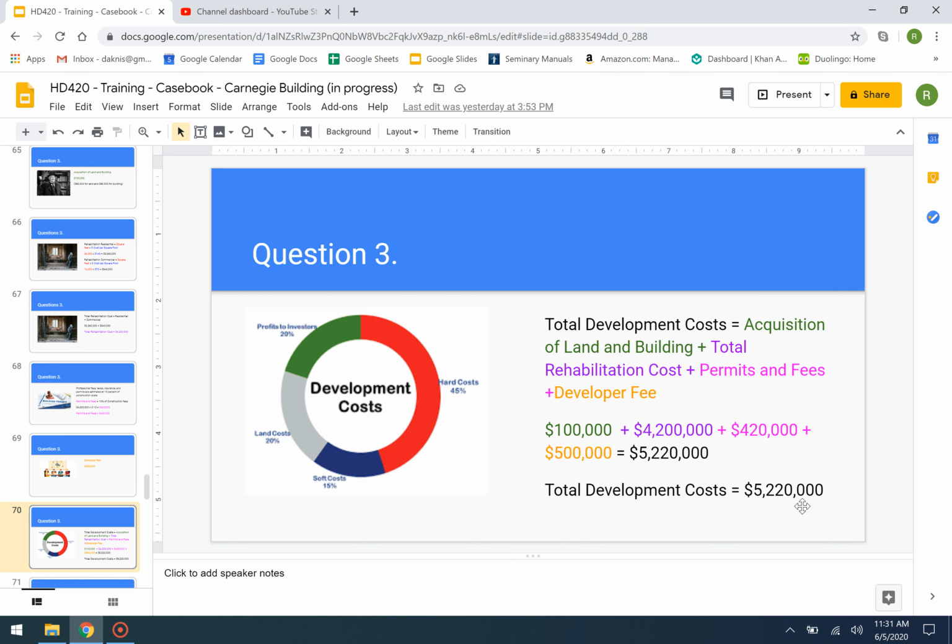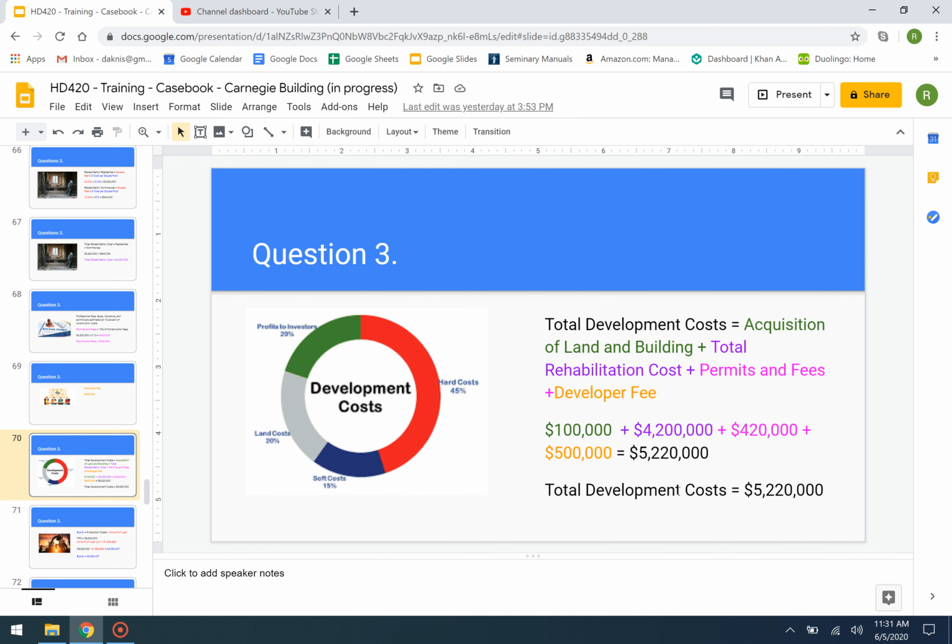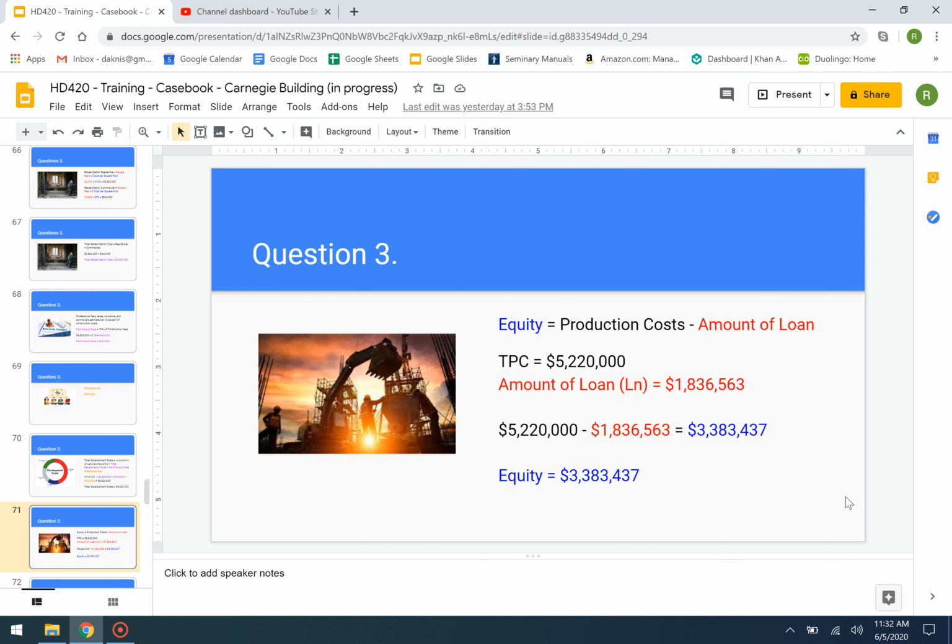Okay, so we have all of our information. We have our acquisition of land, we have our rehab costs, we have our permits and fees, and our developer fees. So once we add all that together, our $100,000 for land and building acquisition, our rehabilitation or construction costs of $4.2 million, permits and fees of 10% of that, the $420,000, plus our $500,000 developer fee, we get $5.22 million for our total development costs. So that's the answer to the first part. What are the total development and production costs? $5.22 million.